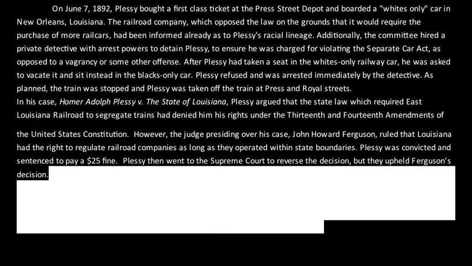In this case, Homer A. Plessy versus the state of Louisiana, Plessy argued that the state law which required East Louisiana Railroad to segregate trains had denied him his rights under the 13th and 14th Amendments of the United States Constitution. However, the judge presiding over his case, John Howard Ferguson, ruled that Louisiana had the right to regulate railroad companies as long as they operated within state boundaries. Plessy was convicted and sentenced to pay a $25 fine. Plessy then went to the Supreme Court to reverse the decision, but they upheld Ferguson's decision.